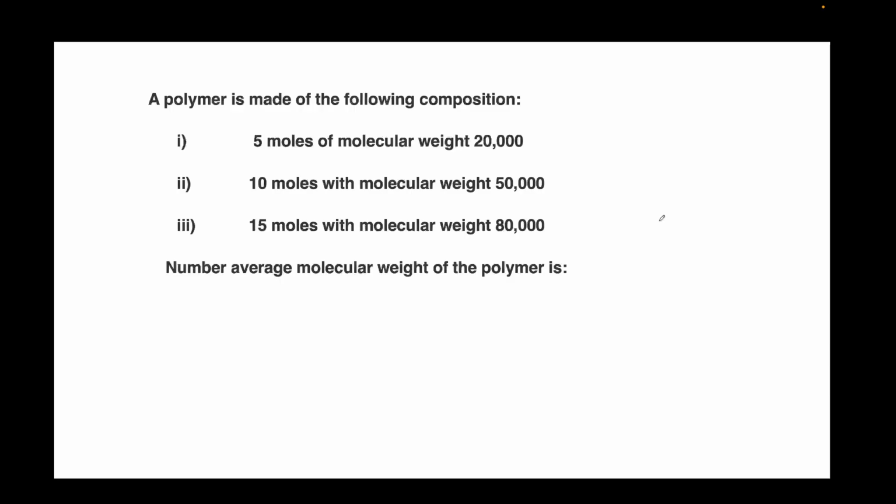Okay, we have another numerical here. A polymer is made up of the following composition: 5 moles of molecular weight 20,000, 10 moles with molecular weight 50,000, 15 moles with molecular weight 80,000. What is the number average molecular weight of the polymer?